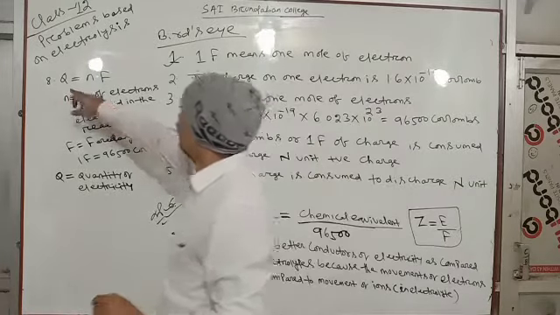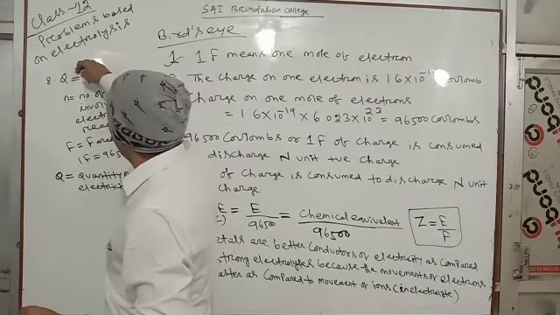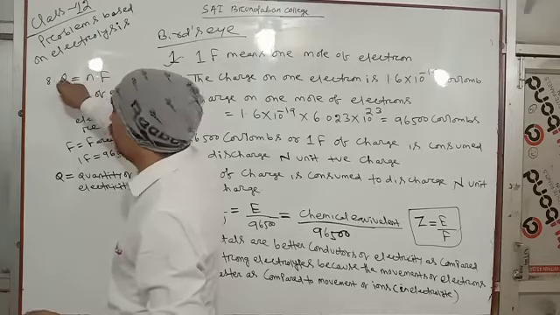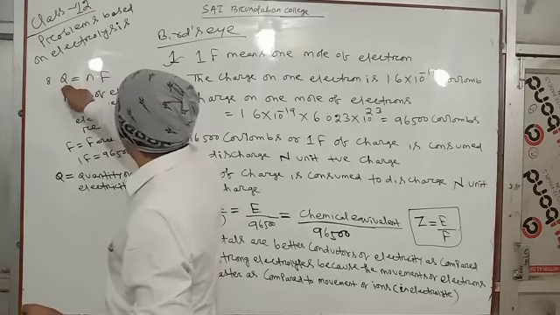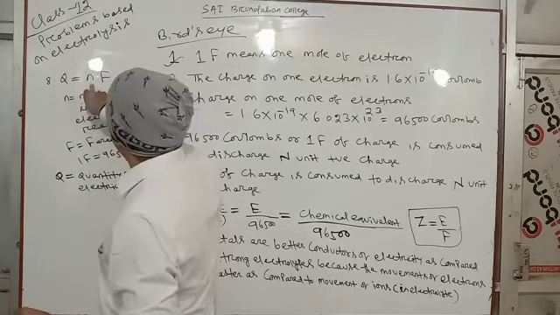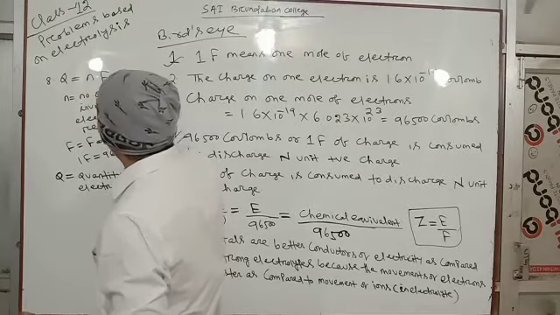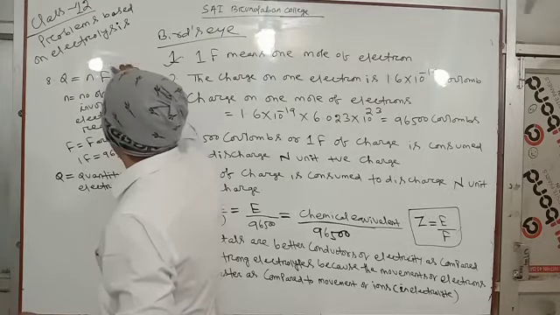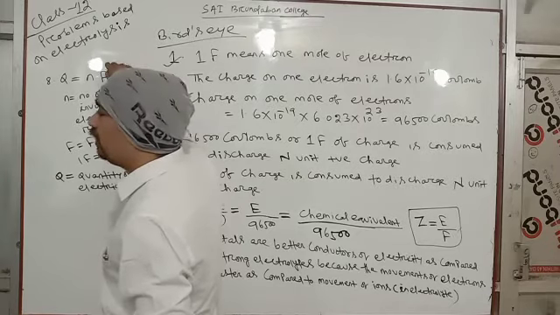And another formula, Q equal to nF. Q is the quantity of electricity passed through the electrolyte solution, in coulombs. n is the number of electrons involved in the electrode reaction. F is 1 Faraday, 96500 coulomb.